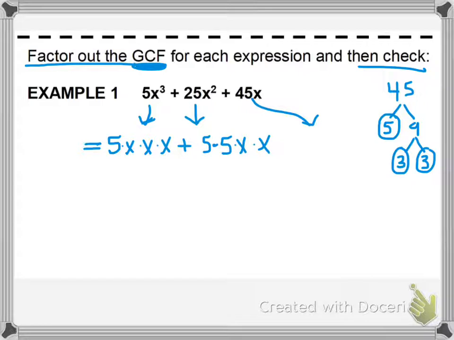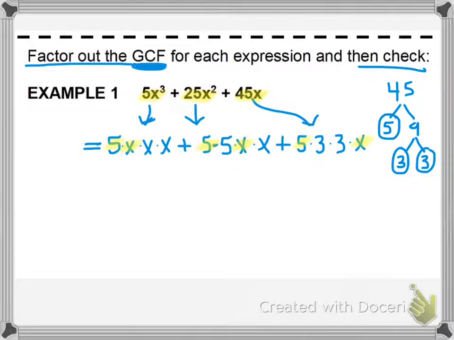So the factors of 45, the prime factors, are 5 times 3 times 3. 5 times 3 is 15, 15 times 3 is 45. So 5 times 3 times 3 is the same as 45, and then times x. So what I want you to see right now, these three terms, we've just broken down into their prime factors, basically. What we're going to do now is see which factors all three have in common. I see that all three have a 5. I also see that all three have an x.